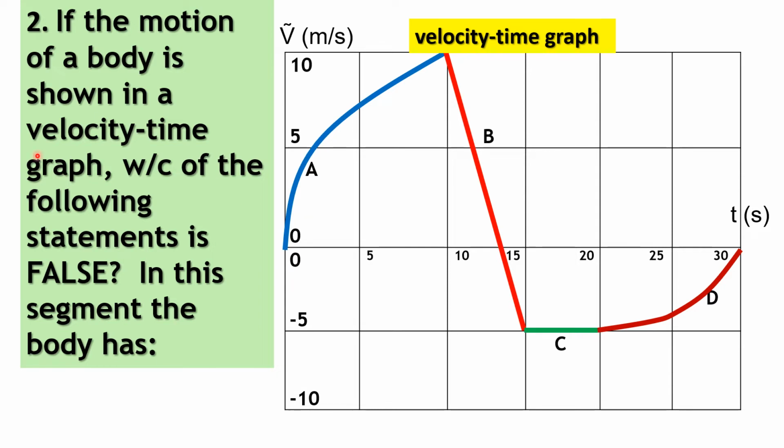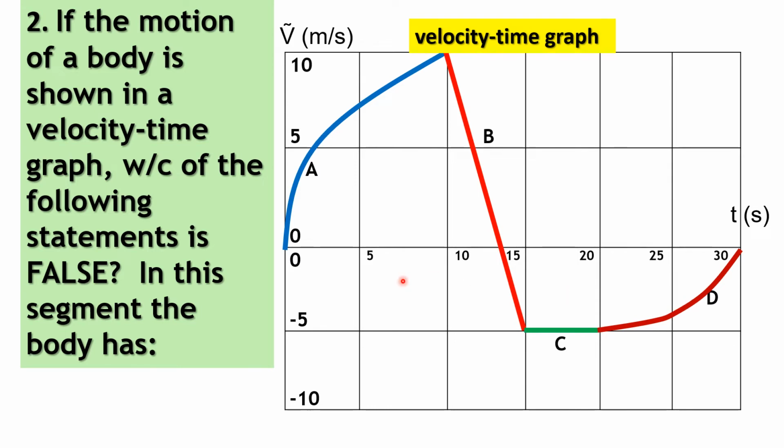The question here is actually for you to determine which among the given statements, which I'm going to show you later, is considered a false statement regarding the motion of the body as depicted in this velocity time graph. So let's start first by analyzing and interpreting each segment of the graph labeled here as A, B, C, and D.